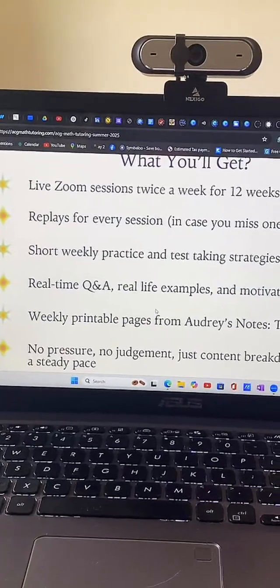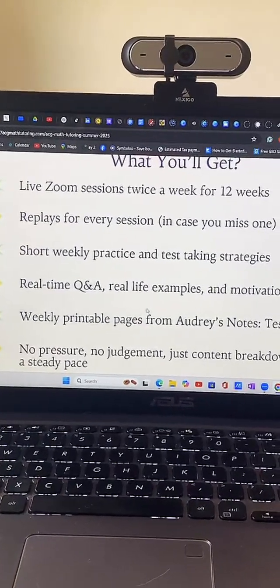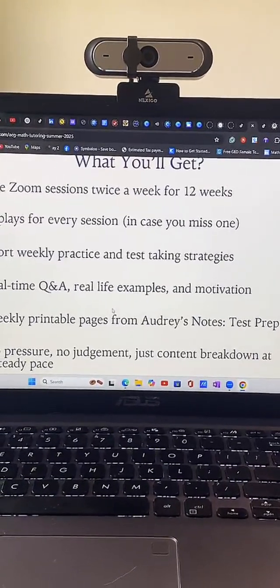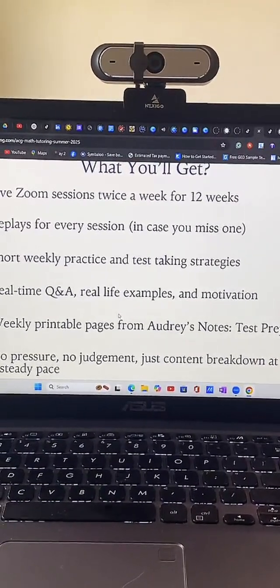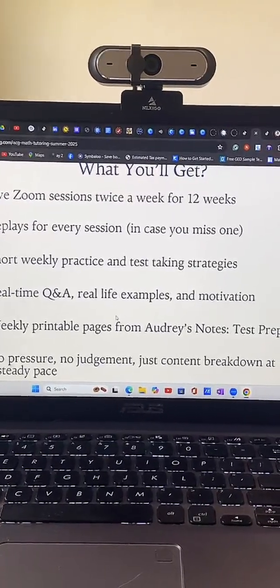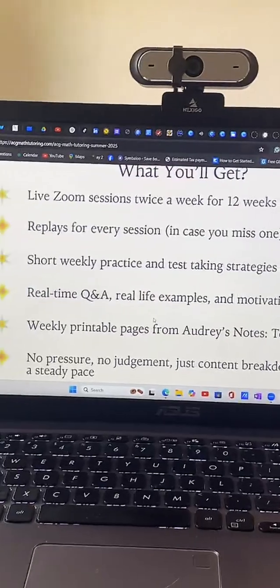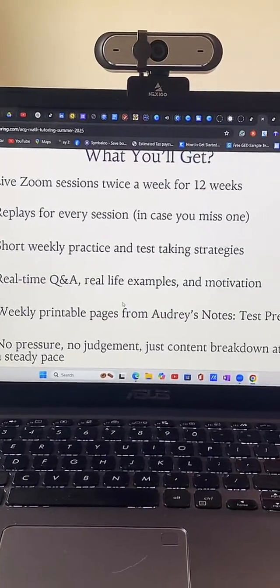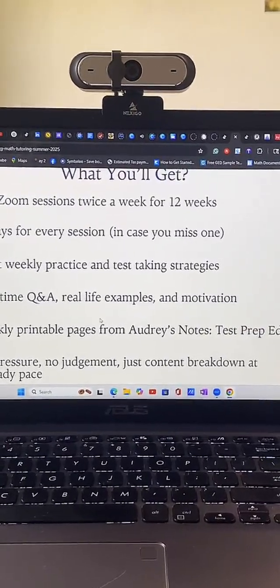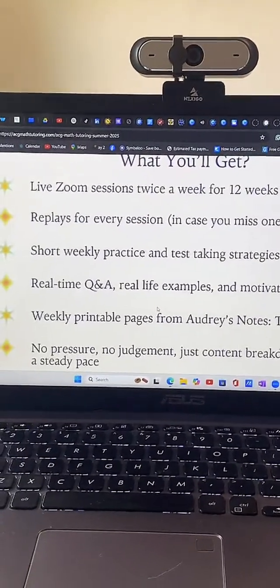Then if you can't make a session, that's fine. There are going to be replays. I'm going to have a special playlist on YouTube, so you can just go straight in there. It's only for people that have the course. It's not going to be public. Then you also are going to get some homework assignments. You're going to get some test taking strategies, which I normally do on here. And then we're going to have a Q&A session.